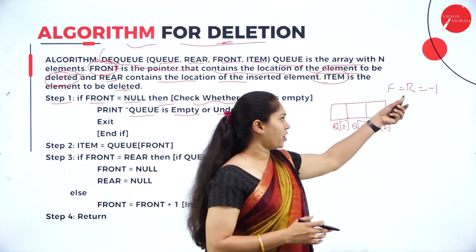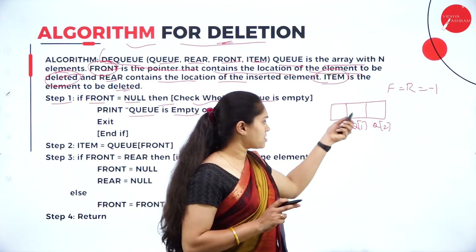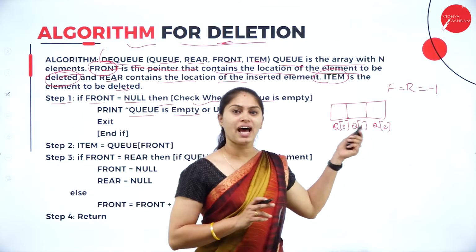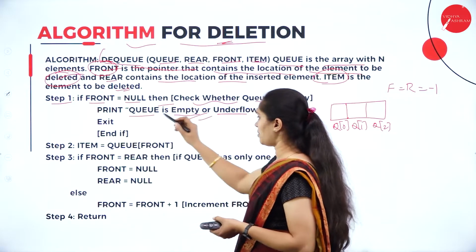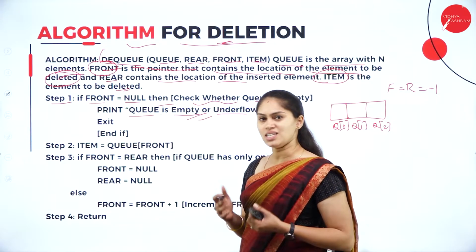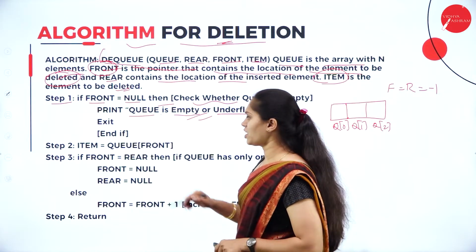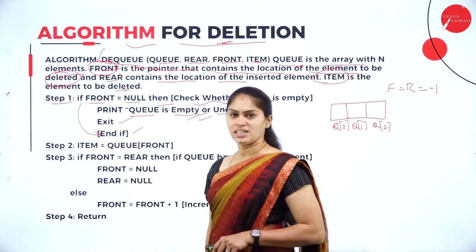So if front pointer is pointing to -1, that is to the null, at that time clearly you can see that we don't have any element. That condition we can say as Q is empty or underflow. So if that is the case, we can't delete anything from the Q. So we have to exit and end of if will take place.